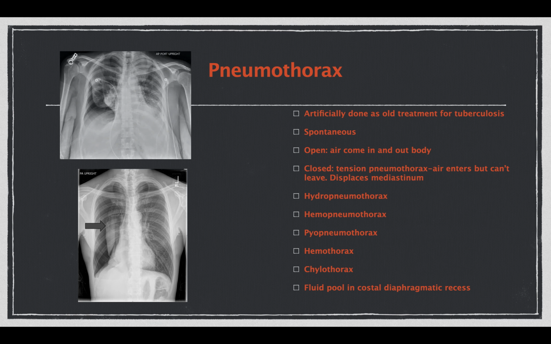Okay, pneumothorax. Back in the day, and by back in the day I mean last century, it was artificially done as an old treatment for tuberculosis, so it can rest the lung. But nowadays it's really a spontaneous pneumothorax. It usually happens in males who are very tall and very slim. Patients who suffer from Marfan's or Ehlers-Danlos will also have spontaneous pneumothorax.